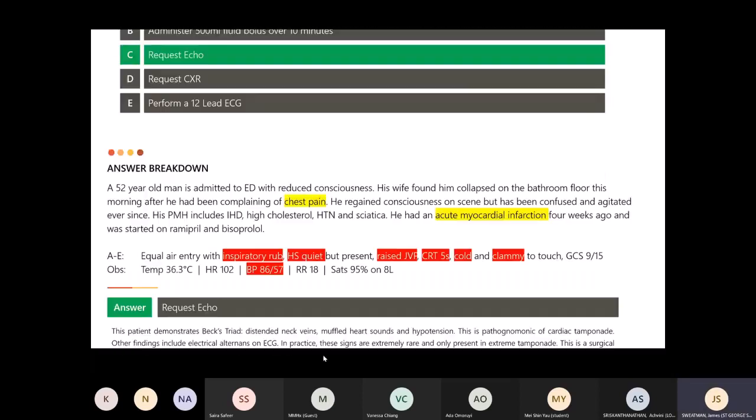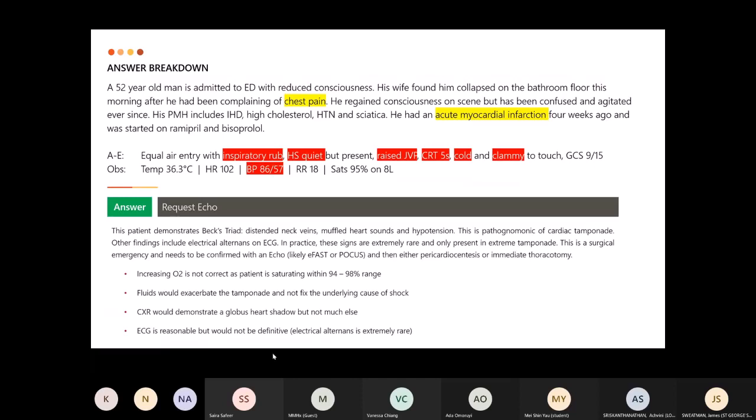And what we're going to do here, although to be honest, okay, we'll go through why the fluids is not right. So this patient is showing something called Beck's triad. Beck's triad is a collection of symptoms or examination findings that are emblematic of cardiac tamponade. So distended neck veins, muffled heart sounds, and hypotension.